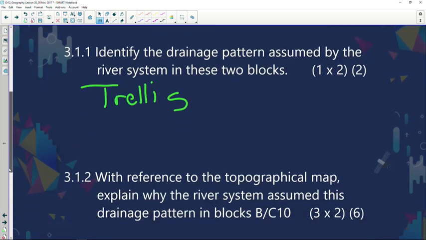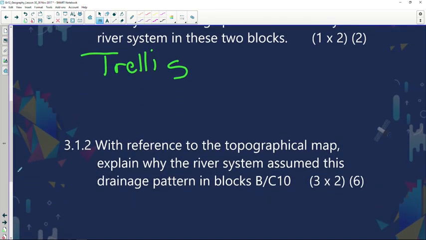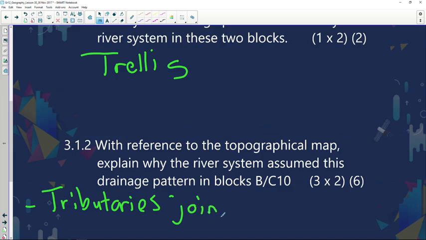Now, how did we manage to know that? With reference to the topographical map, explain why the river system assumed this drainage pattern in the block. Now, how did we know it's a trellis pattern? First of all, like I've just mentioned, the tributaries join the mainstream at 90-degree angles.